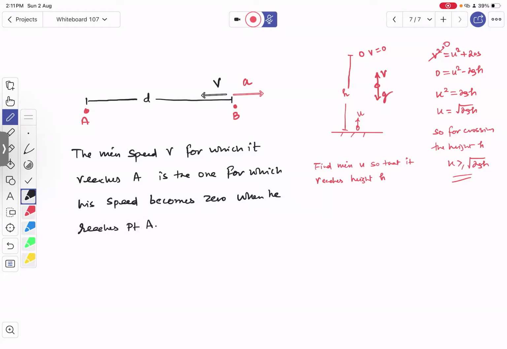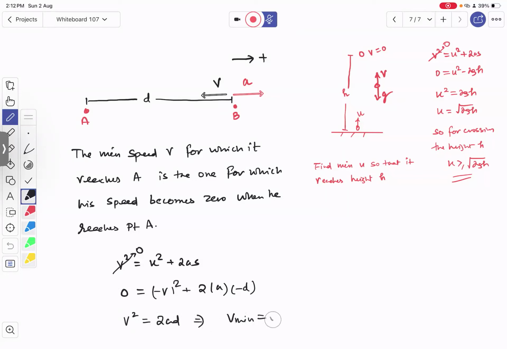Correct? So you're solving a question where you can take anything. If you want to stick to the same sign convention, stick to it, positive this side. So I will use V square equals U square plus 2AS. Here it is 0 equals V square minus 2AD, where A is the acceleration and D is the displacement it undergoes when it reaches there. So the minimum speed will be V square equals 2AD, so the minimum speed is root over 2AD.